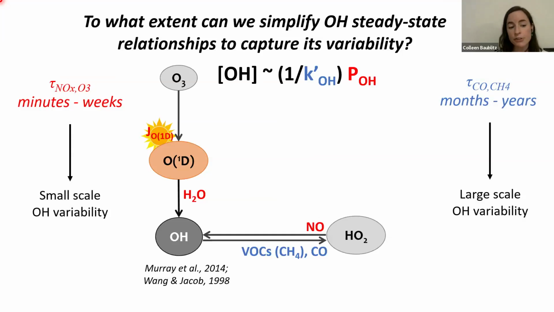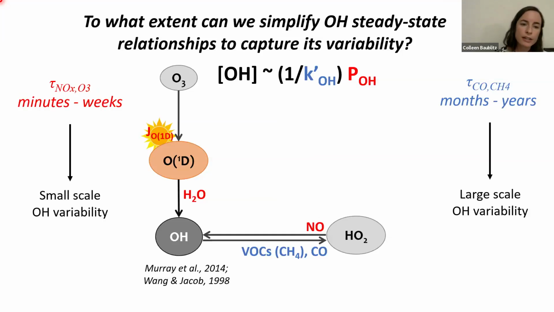So the species that contribute to OH production generally have lifetimes relative to that production that are much shorter than those that contribute to its loss. And so while the lifetime of NOx or ozone relative to OH production might be on the order of minutes to weeks, that of CO or methane relative to OH loss are on the order of months to years. And so what we're taking from that in the context of our analysis is that these production terms are probably more likely to be relevant on smaller spatial or temporal scales than the OH loss processes.